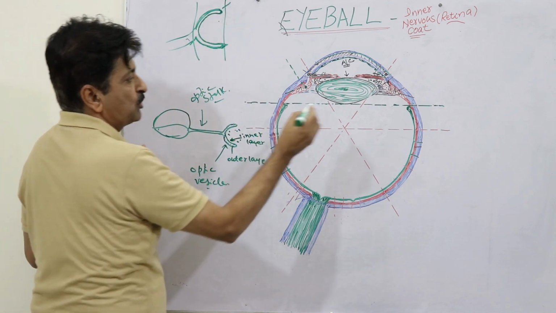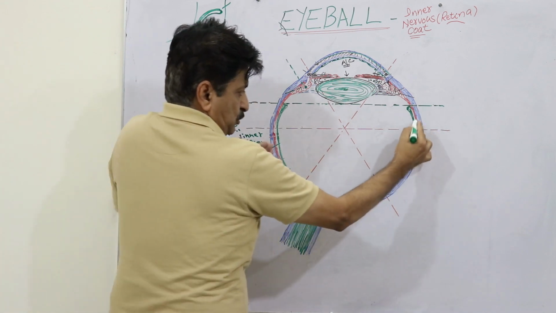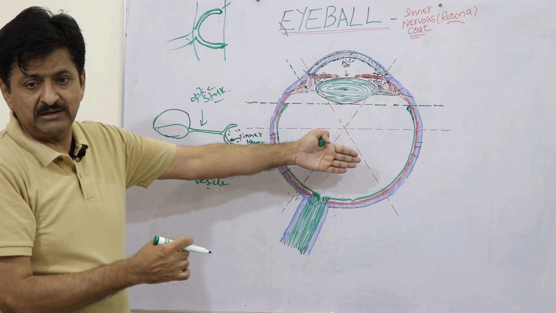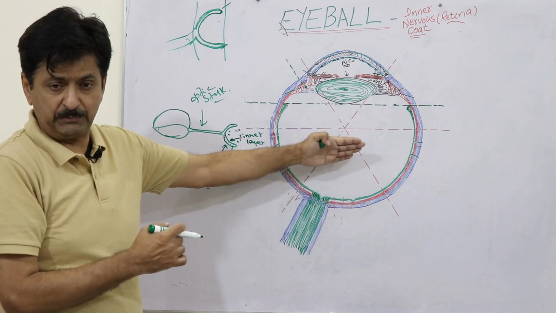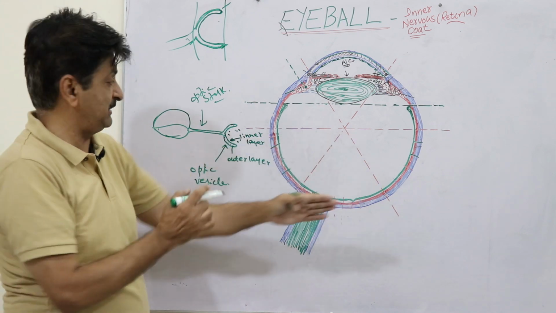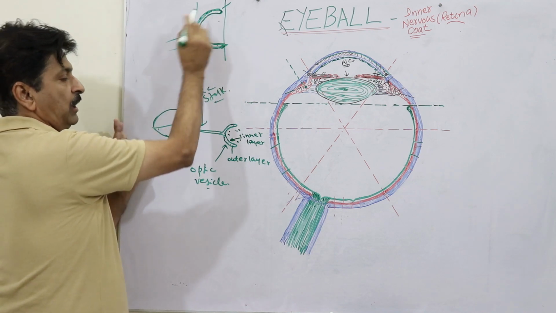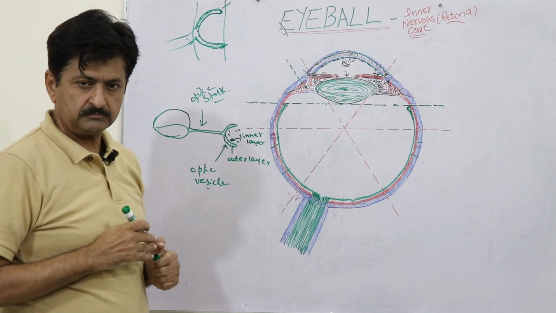This area is called the ora serrata. Here I am actually showing you a double layer. Interiorly will be from 10, 9 up to 2, and then this outer layer will be my first layer. In between there is no space now, all 10 layers are in series.